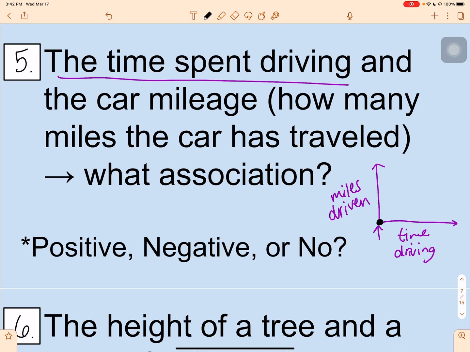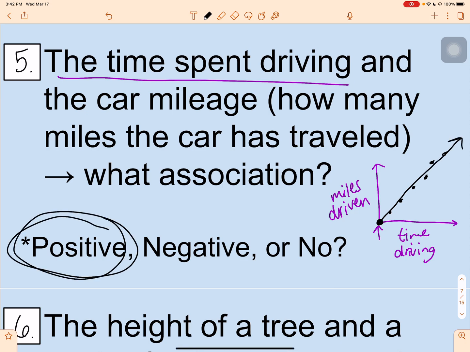And if I continue going with the same speed, I'm going to increase at a constant rate, increase the number of miles driven over a constant time. So as I spend more time driving, I'm going to be driving more miles. So this is a positive association. The more I drive, the more miles I drive, right? The longer I drive, the more miles I drive. Makes sense.